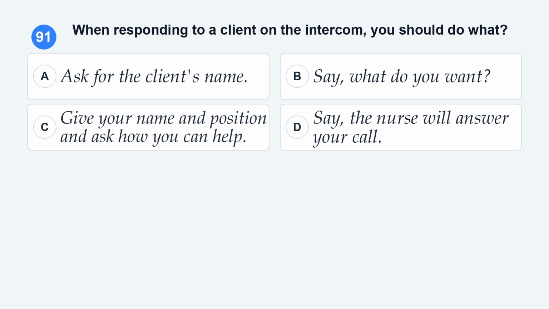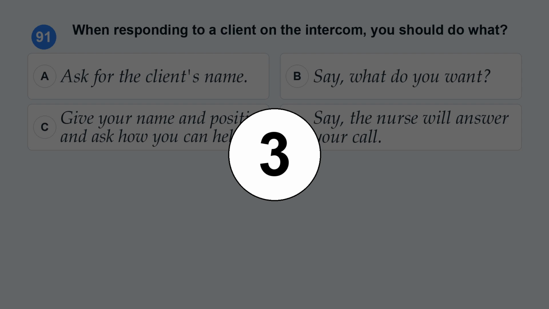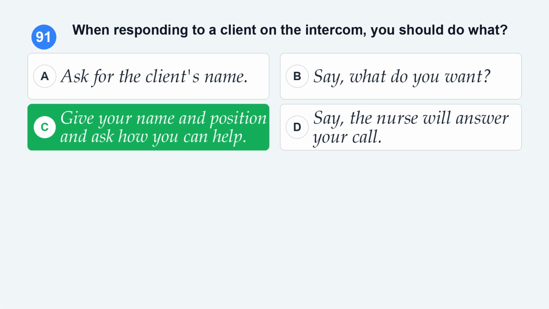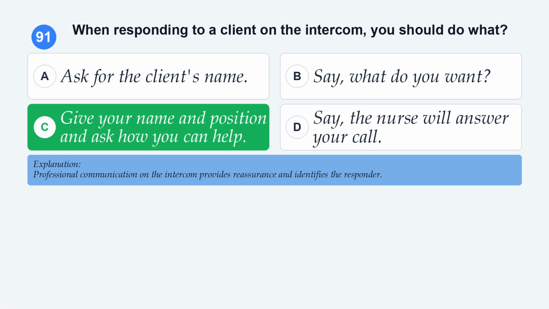Question 91. When responding to a client on the intercom, you should do what? Option A, ask for the client's name. Option B, say, what do you want? Option C, give your name and position and ask how you can help. Option D, say, the nurse will answer your call. The correct answer is option C, give your name and position and ask how you can help. Explanation. Professional communication on the intercom provides reassurance and identifies a responder.